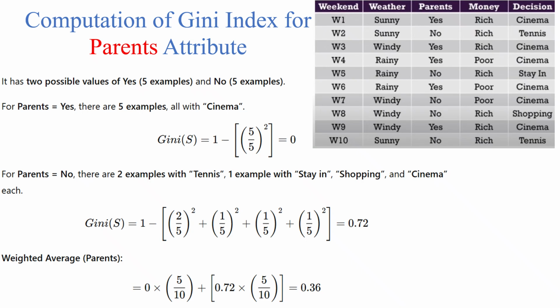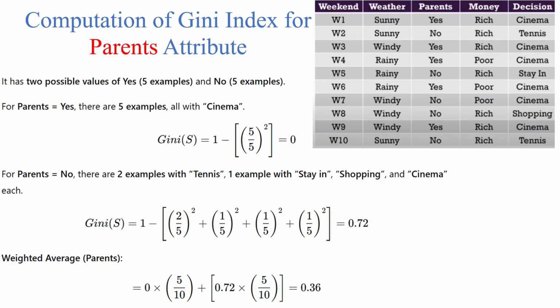Next we are going to calculate parents is equal to no. Here also 5 samples. In those 5 samples, 2 samples have the decision tennis, 1 sample has the decision stay in, and 1 more sample has the decision shopping. So now the Gini index we are going to calculate is 1 minus the summation. We expand the summation: the first one is 2 out of 5, so 2 by 5 the whole square. Next is 1 by 5 the whole square. Again one more is 1 by 5 the whole square. So the calculation leads to the value 0.72.